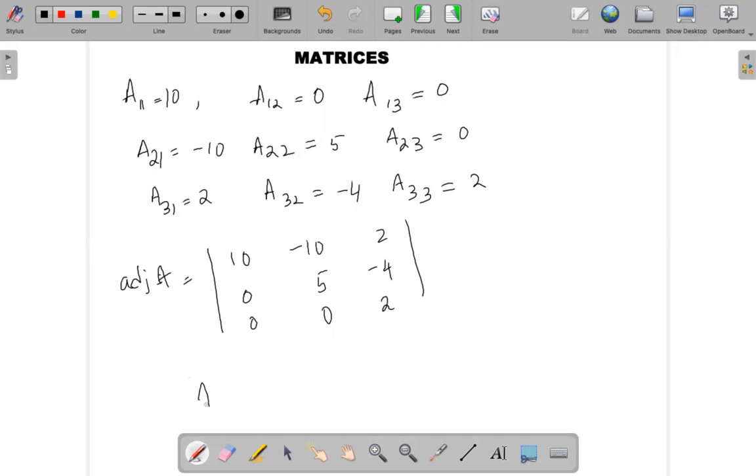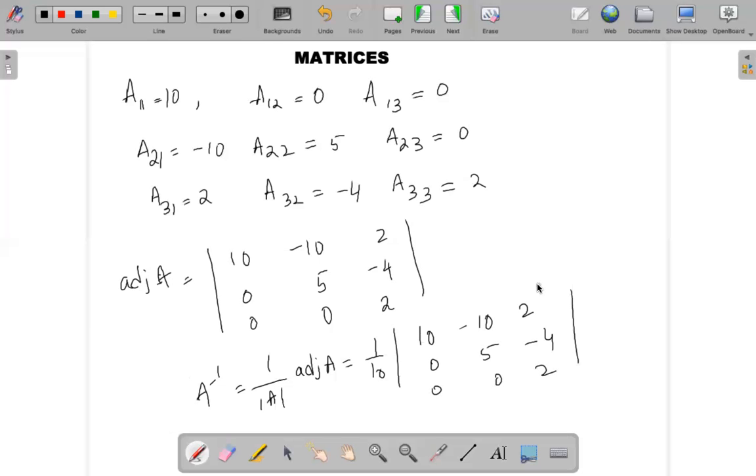So A inverse will be 1 by determinant A, multiplied with adjoint. So we got the determinant as 10, so 1 by 10. And this will be 10, minus 10, 2, 0, 5, minus 4, 0, 0. We get the final answer.